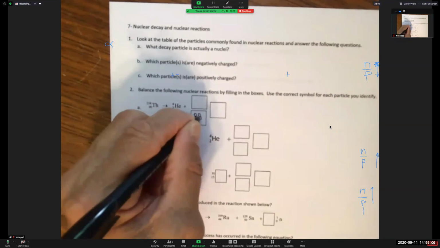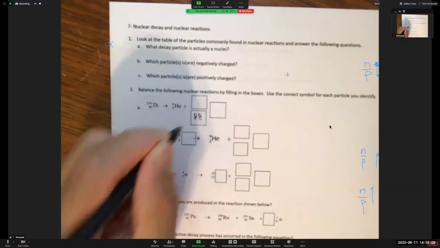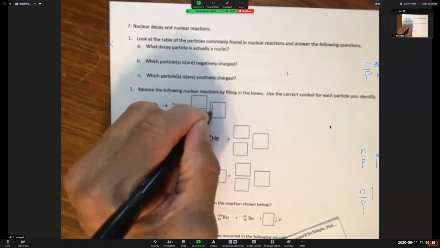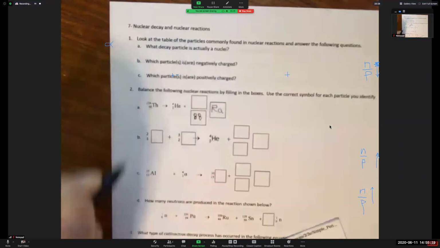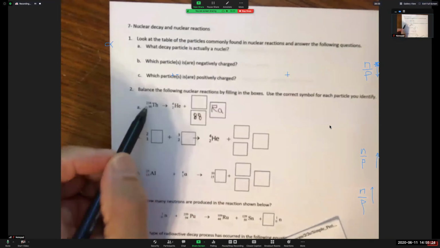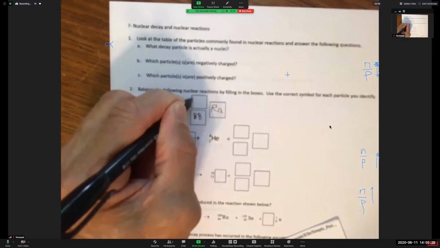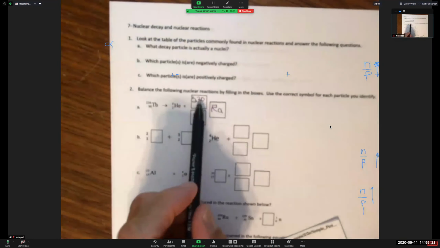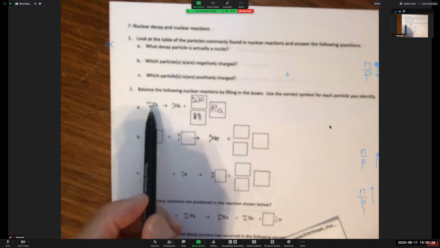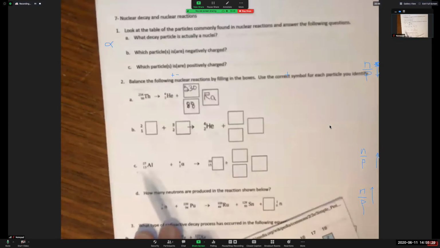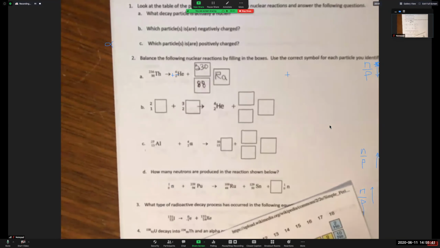And I have my handy dandy periodic table right next to me. If I look up my periodic table, 88 is radium. And the mass number then is 234 minus 4, so that'd be 230. So I have radium 230. Then we can check: 230 plus 4 is 234, 88 plus 2 is 90. So that's the right answer for that one. Let's look at the next one. And I'll let you do the last one.